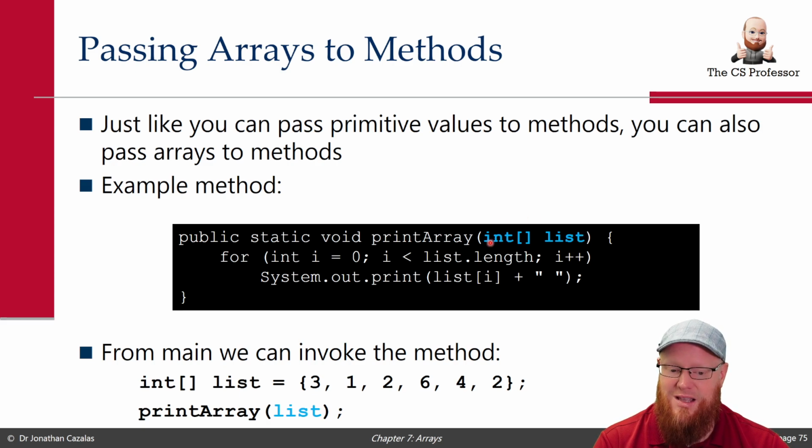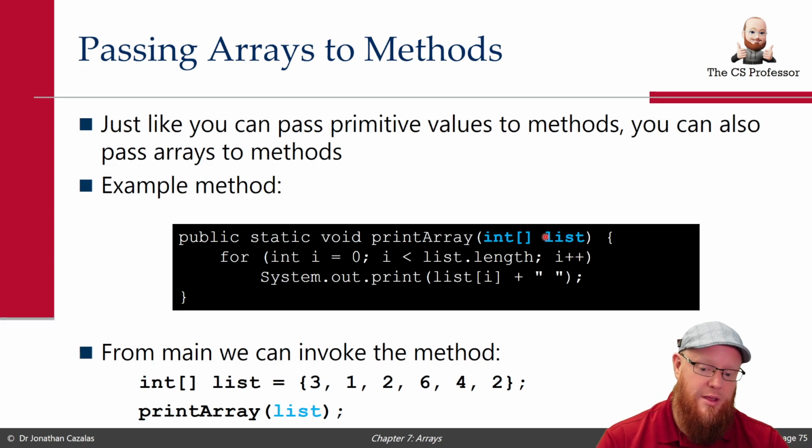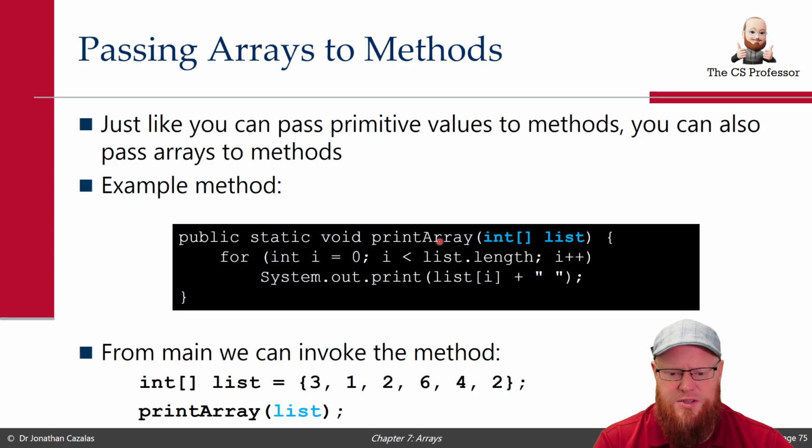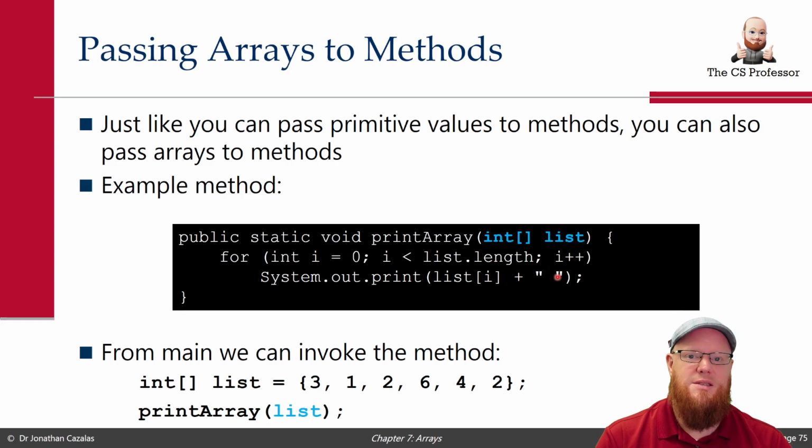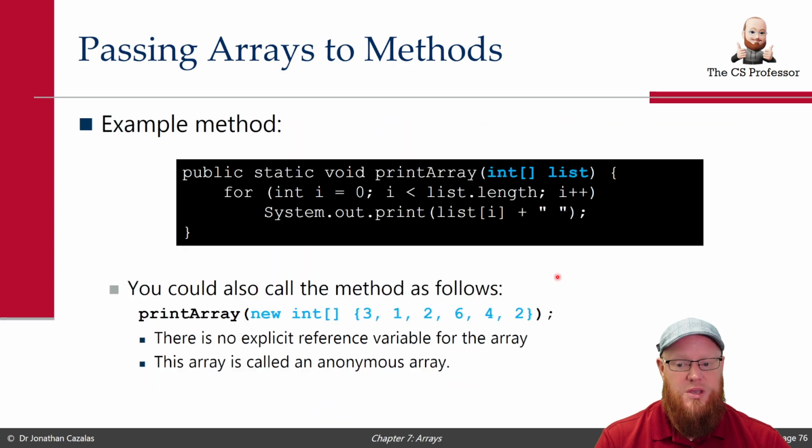We do see it says int bracket list. So we can understand, oh, that's for a 1D array, but know in your heart of hearts, what's actually being sent over is an address. An address to what? To the array that's on the heap. We simply loop over the length of the array and we print list at index i, and then we concatenate a space to it. So that's how we send over arrays to our methods. We send the actual address.